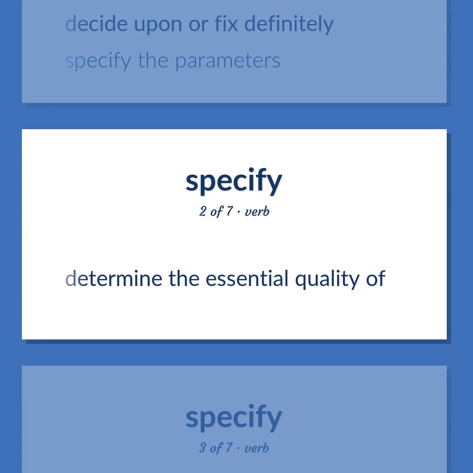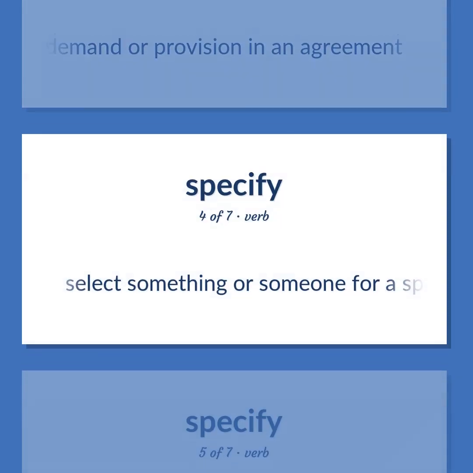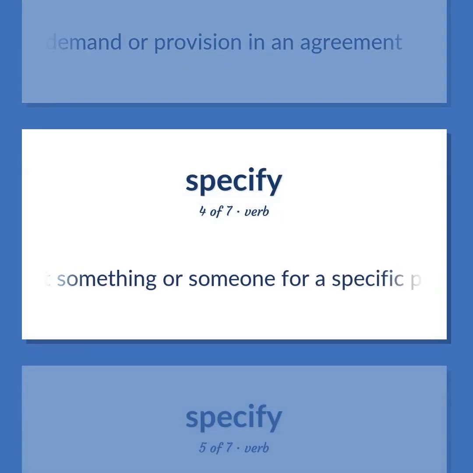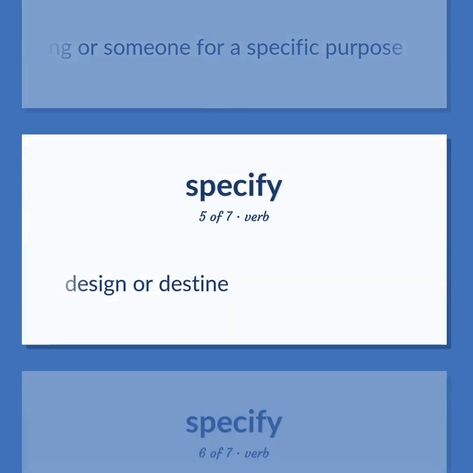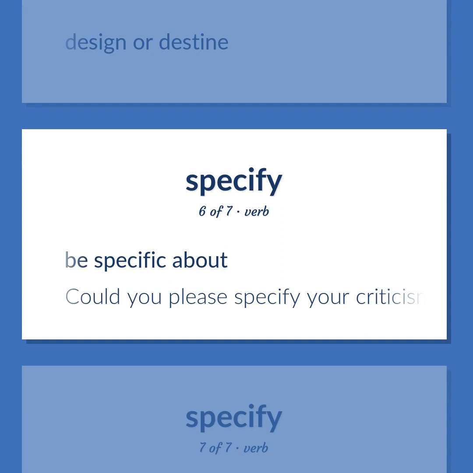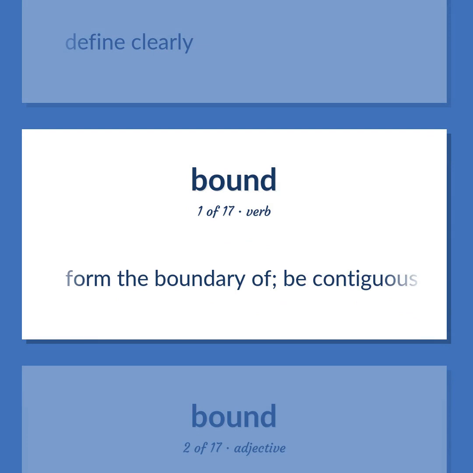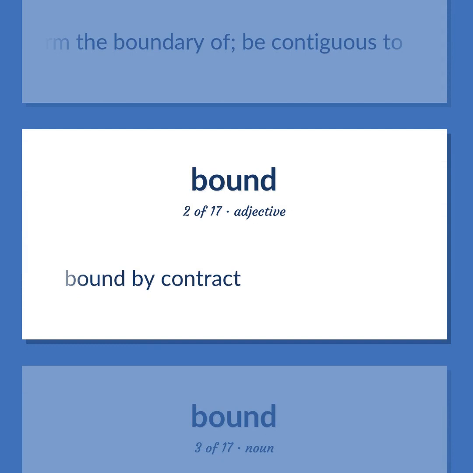Determine the essential quality of. Specify as a condition or requirement in a contract or agreement. Make an express demand or provision in an agreement. Select something or someone for a specific purpose. Design or destine. Be specific about. Could you please specify your criticism of my paper? Define clearly. Form the boundary of. Be contiguous to. Bound by contract.